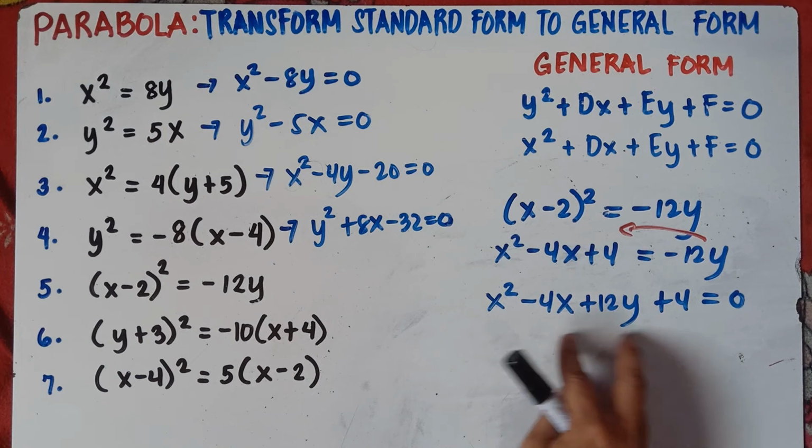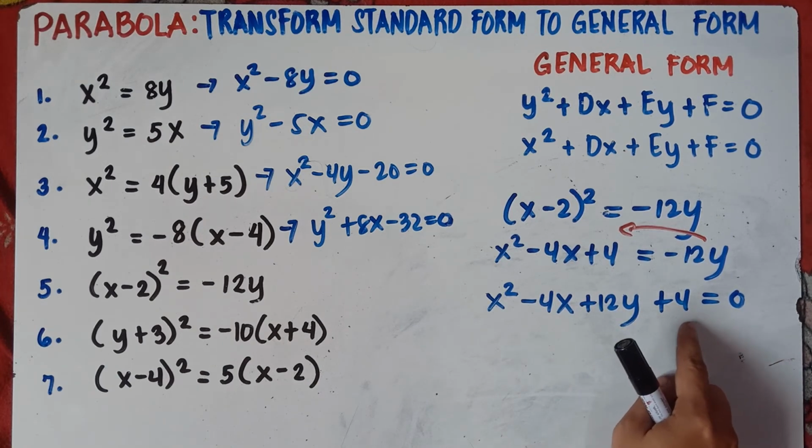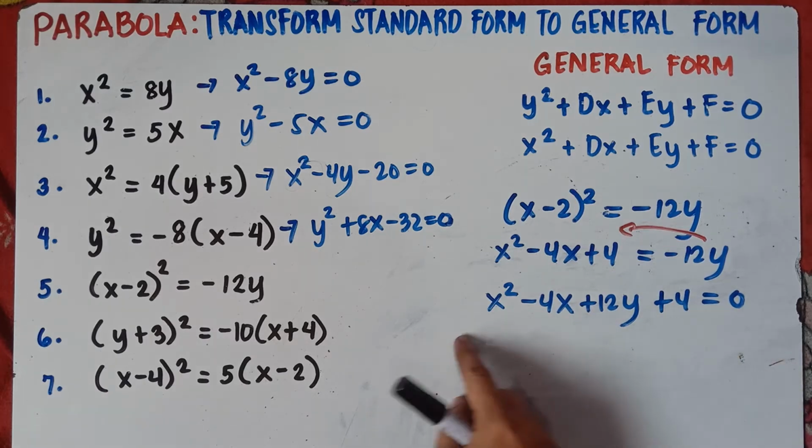So check, class, if we can combine like terms. Nope, we cannot combine x and y. Same with 4. 4 doesn't contain a variable. So this will be our final answer.